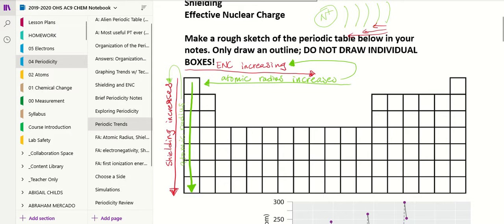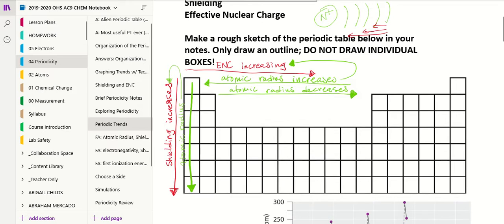So, let me just draw it. If I go the way I read, from left to right, atomic radius decreases. Does that make more sense? All right, so I have both directions drawn at this point.